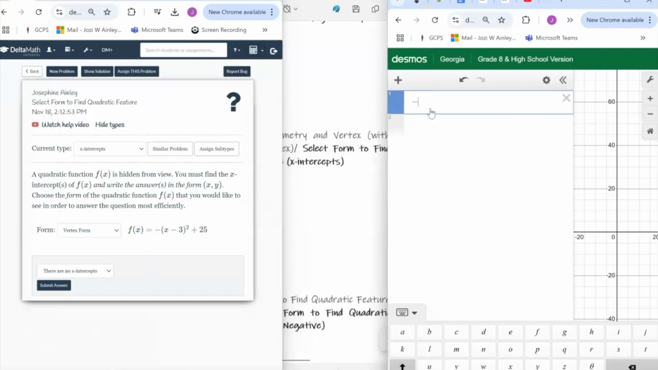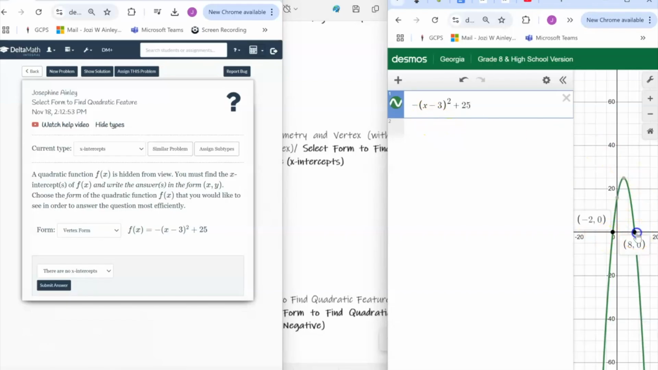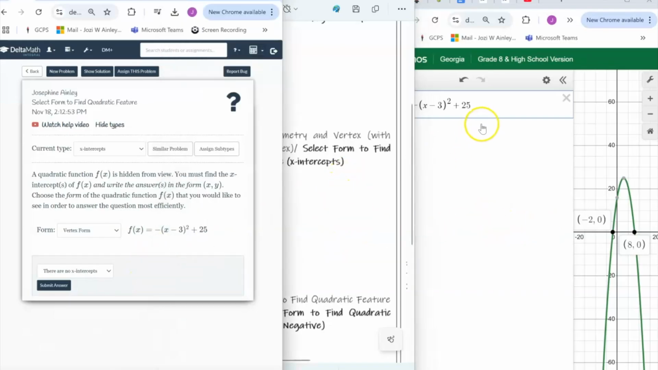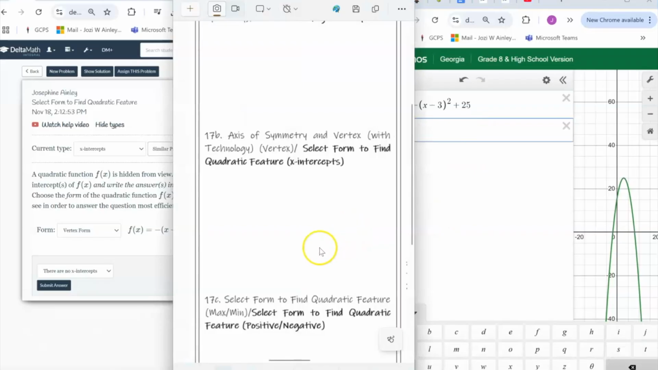Go ahead and just type it in and look at it. So we're going to have x minus 3 squared, all right, plus 25. And where does it cross the x-axis? At negative 2, 0, and at 8, 0. Please write down an explanation as well as a question here on how to find x-intercepts. All right, now let's also cover just looking at the graph and seeing what it is.